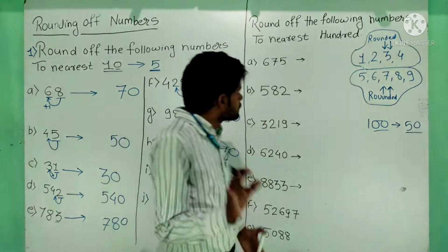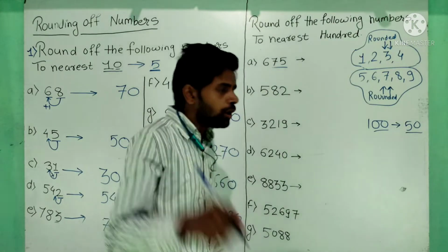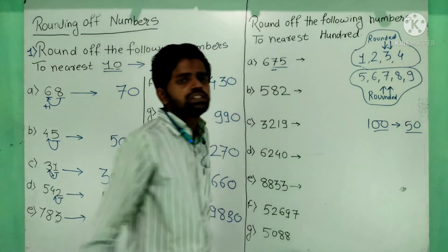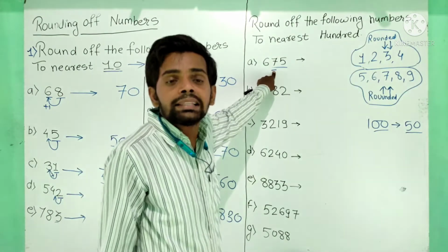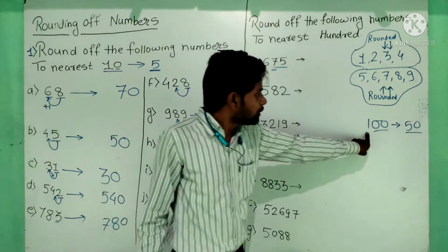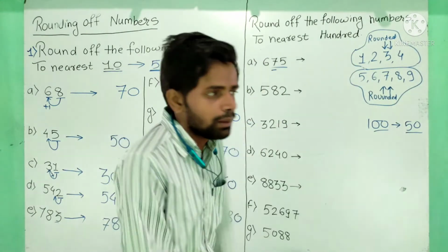Okay, simple. You can observe the last two digits, or you can observe only a single digit at the tens place. Here we want 5. Where? At the tens place. Before the hundred place, we want 5 or more than 5 to round up the number.